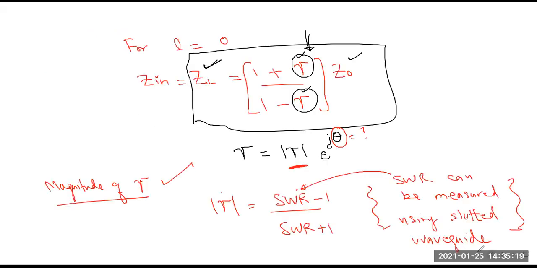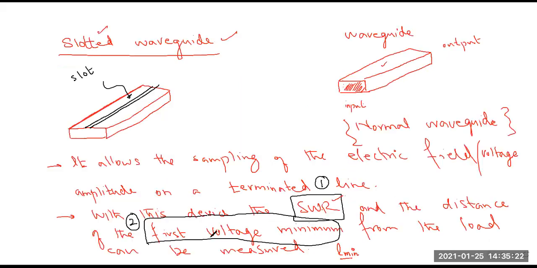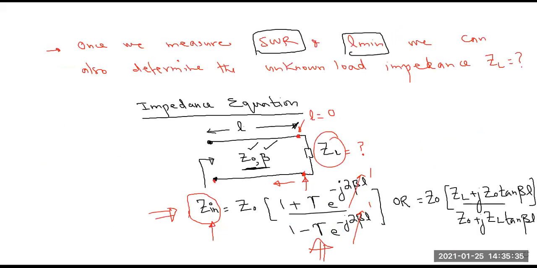Now, if you go back, with the help of a slotted waveguide, we can measure the distance of the first voltage minimum from the load position. In this figure, this is the load position. When you move away from the position of the load, at some point there will be minimum voltage. This distance can be represented by L minimum, the symbol that I am using.